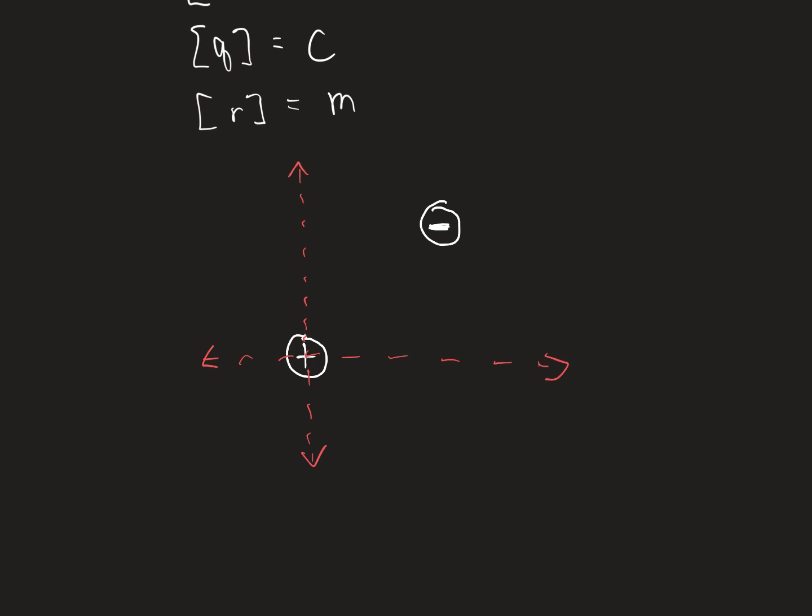So if I were to draw this force vector, where would it go? Towards the positive or away from the positive? It's going to go towards, because it's an attractive force. So we have an attractive force. Let's call this positive charge, charge 1. Call the negative charge, charge 2. So let's call this force, force of charge 1 on charge 2.